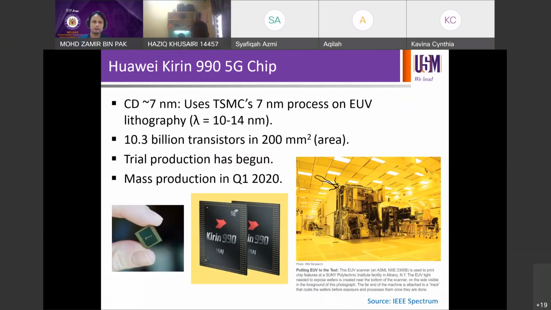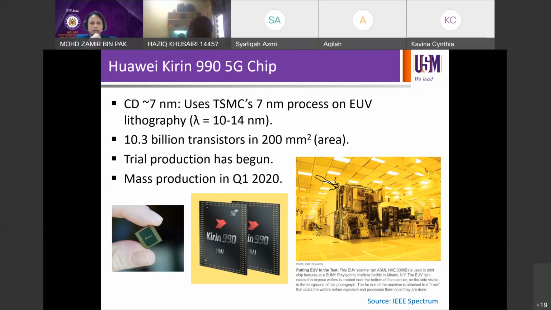Okay, if you look at other chip designs, for example, the Kirin 990 5G from Huawei, for 5G chips, the CD, the critical dimension, the line width of the features that we saw just now in the previous slide, is only about 7 nanometer. Right? 7 nanometer is very, very small. If you want to compare, our hair is about 100 microns thick. So you slice it 1,000 times to get into nanometer, and then you slice more to get down to about 7 nanometer. So that's very, very thin.